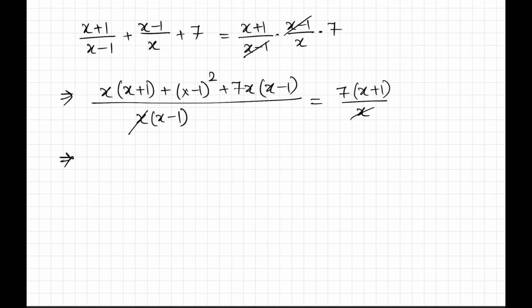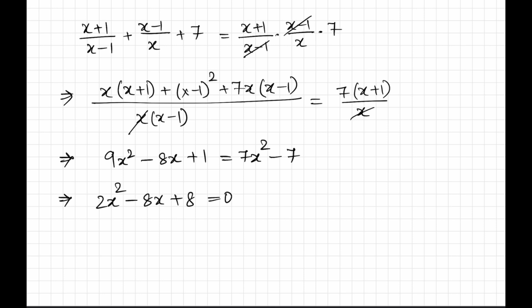So in the numerator we will have 7x squared plus x squared plus x squared, that gives us 9x squared. Then we have minus 7x, minus 2x, minus 9x and plus x, that gives us minus 8x. And the constant we have only from the middle term, and that is equal to plus 1. This is equal to 7x squared minus 7. So if we rearrange the terms, we get 2x squared minus 8x plus 8 is equal to 0.